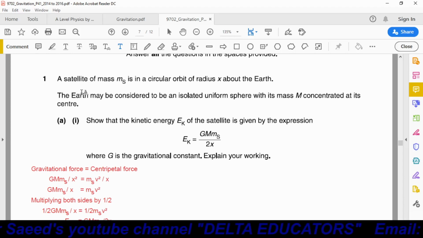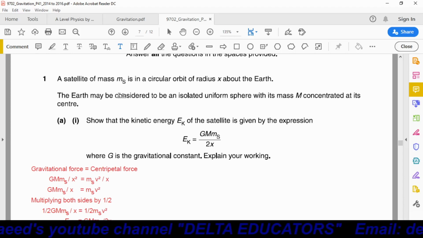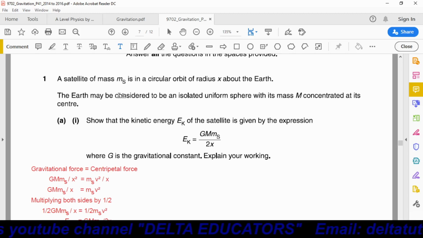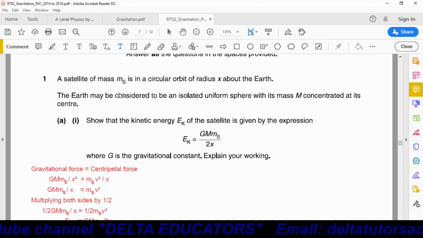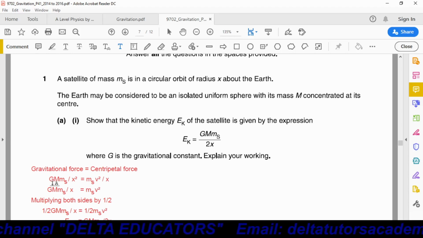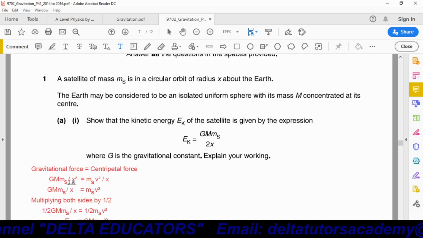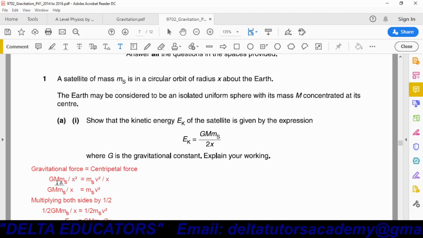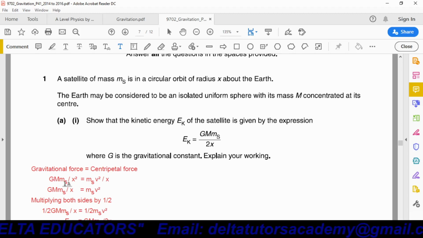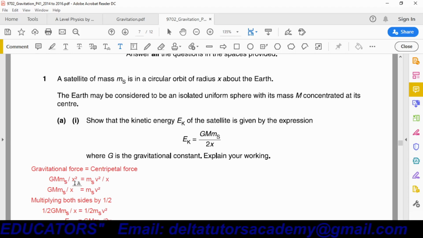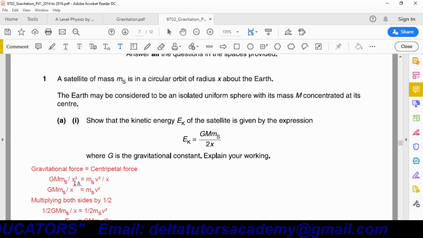Okay, a satellite is orbiting Earth. It means there is a centripetal force and there is a gravitational force, and gravitational force is equal to centripetal force. For gravitational force, we use the formula G m1 m2 over r square. In this case, for m1, we have taken capital M, that is the mass of Earth. This small ms is the mass of the satellite, and this x is the separation between the satellite and Earth.